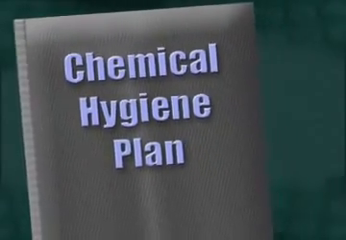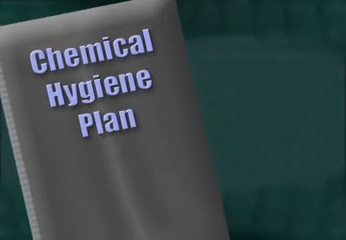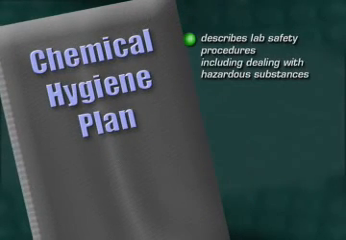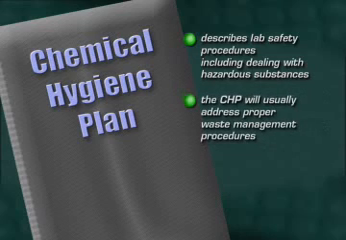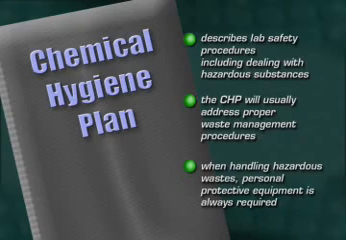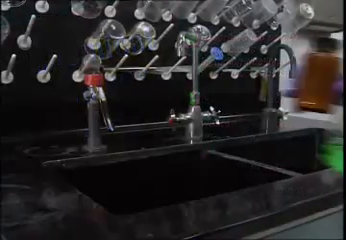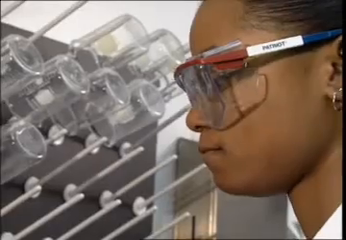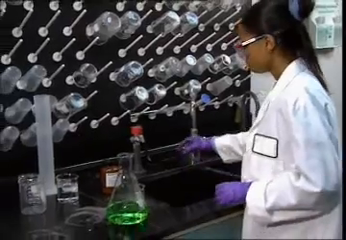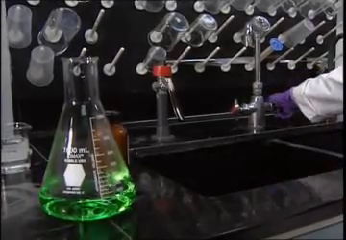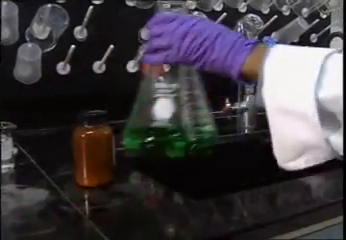Most labs will have a chemical hygiene plan or similar document that describes lab safety procedures, including dealing with hazardous substances. Since hazardous wastes are also hazardous substances, the CHP will usually address proper waste management procedures. When handling hazardous wastes, personal protective equipment is always required. To avoid accidental releases of hazardous chemicals or waste, make sure the procedure is conducted with proper controls. If conducting a procedure over or near a normal lab sink, plug the drain or place a cover over it.